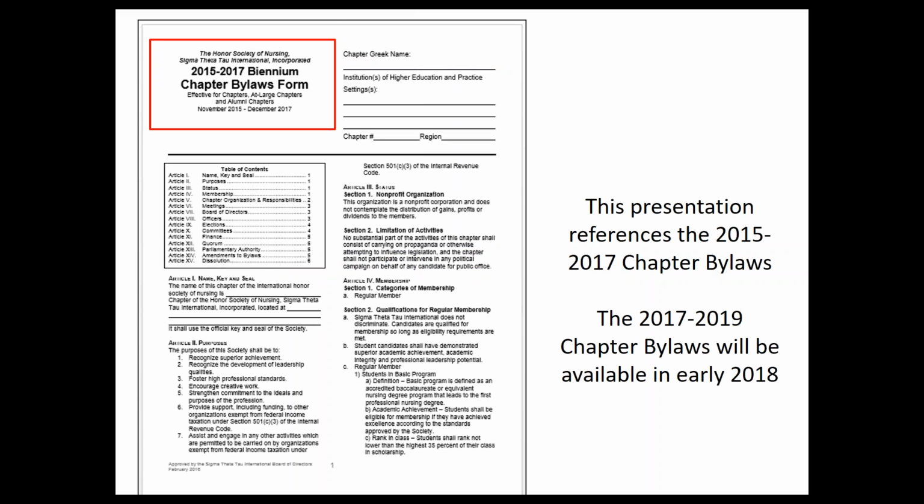Everything that we are going to be discussing today is going to be referencing the 2015 to 2017 chapter bylaws. You'll know that you're looking at the correct version of the bylaws by looking in the upper left-hand corner of your bylaws template. It should say 2015 to 2017 biennium on it. The 2017 to 2019 chapter bylaws will be available to chapters in early 2018. There will be webcasts that will discuss any changes that were voted on by chapter delegates at convention that may impact some of the areas of your role. But just to know, for the purposes of this presentation, we are talking about 2015 to 2017 chapter bylaws.